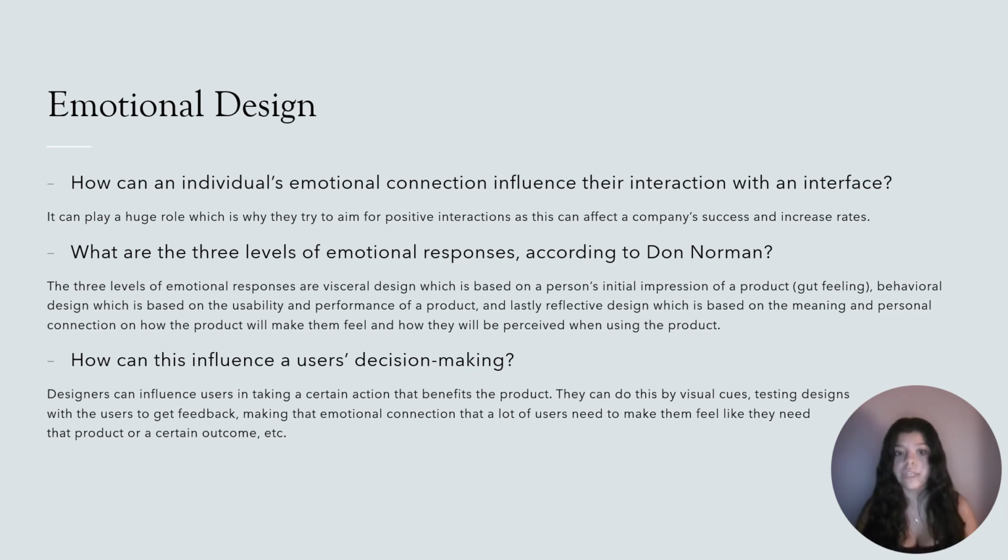Now, what are the three levels of emotional responses according to Don Norman? The three levels of emotional responses are visceral design, which is based on a person's initial impression of a product. This can also be known as a person's gut feeling. Behavioral design, which is based on the usability and performance of a product. And lastly, reflective design, which is based on the meaning and personal connection, on how the product will make them feel and how they will be perceived when using the product.